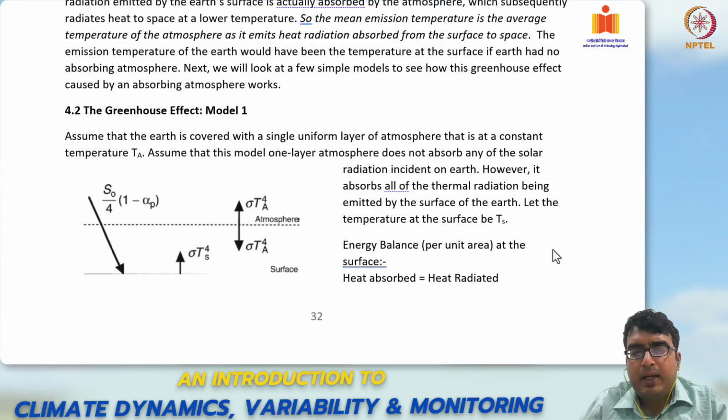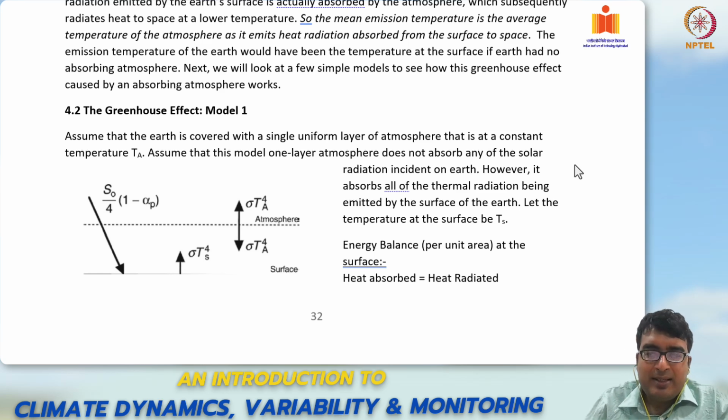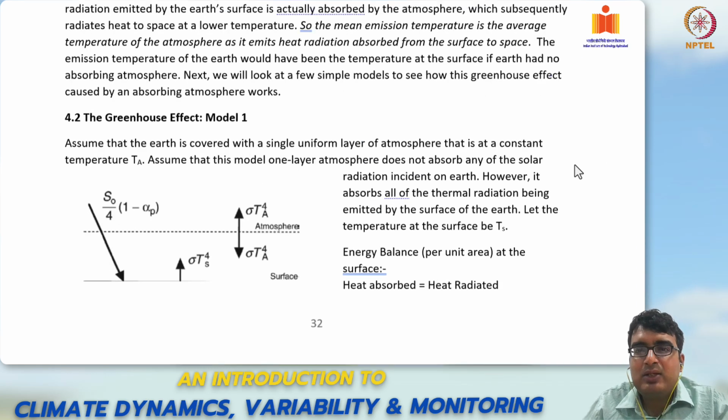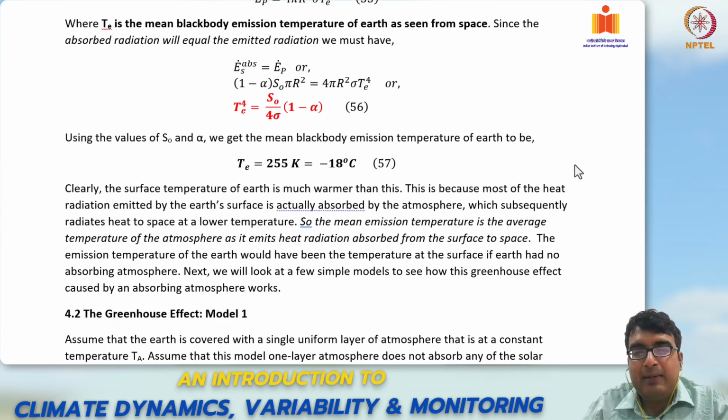Good morning class and welcome to another lecture in climate dynamics, climate variability and climate monitoring. In the last class, we started our discussion looking at the energy balance of the earth, and we discussed concepts like the mean black body emission temperature of the earth, which is the temperature that can be seen from space if we look at the total thermal radiation from the earth that is being emitted by the earth.